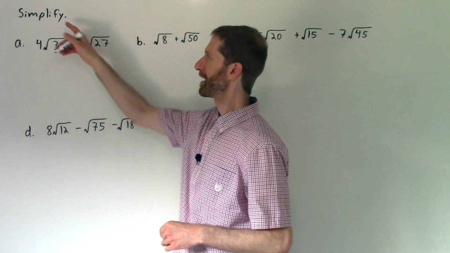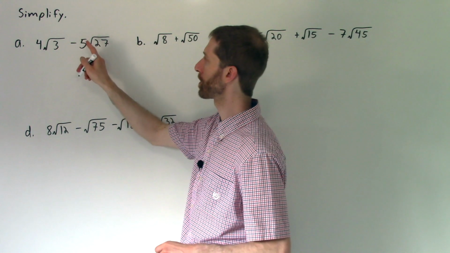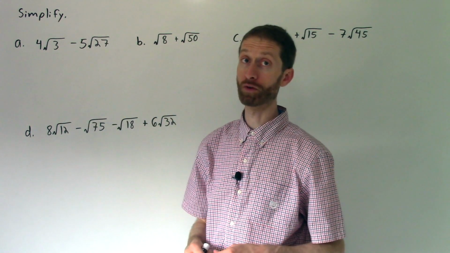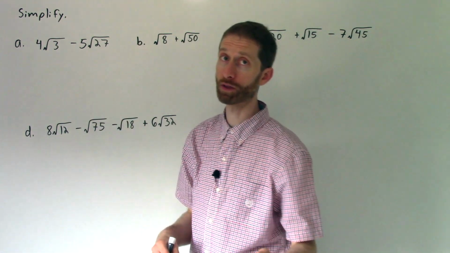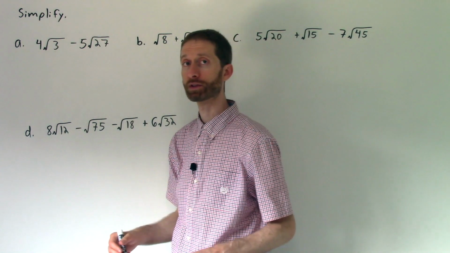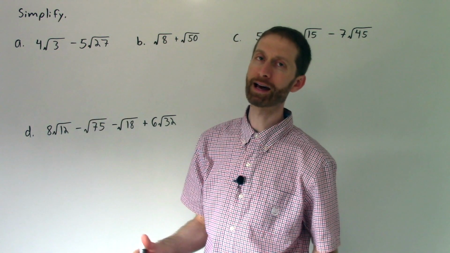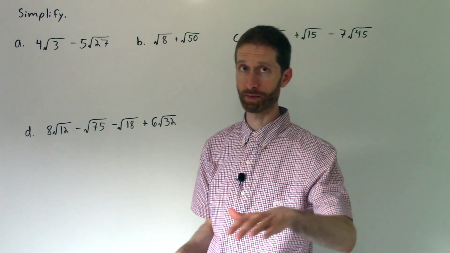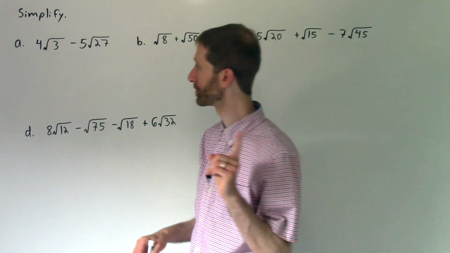So in letter A, the instructions for all of them say simplify, and in A it says 4 times the square root of 3 minus 5 times the square root of 27. As it stands, we cannot combine these terms because the square root of 3 is not equal to the square root of 27, so these are not like radicals. However, the square root of 3 does not have a perfect square that goes into it. It's in simplest radical form. The square root of 27 has a perfect square of 9 that goes into it.